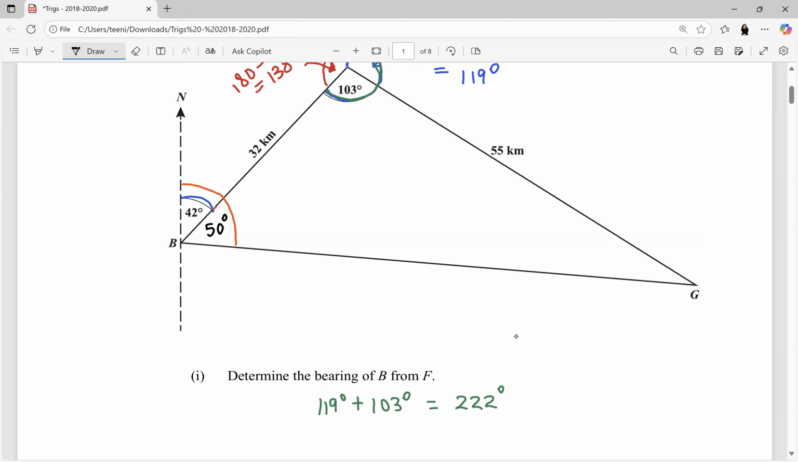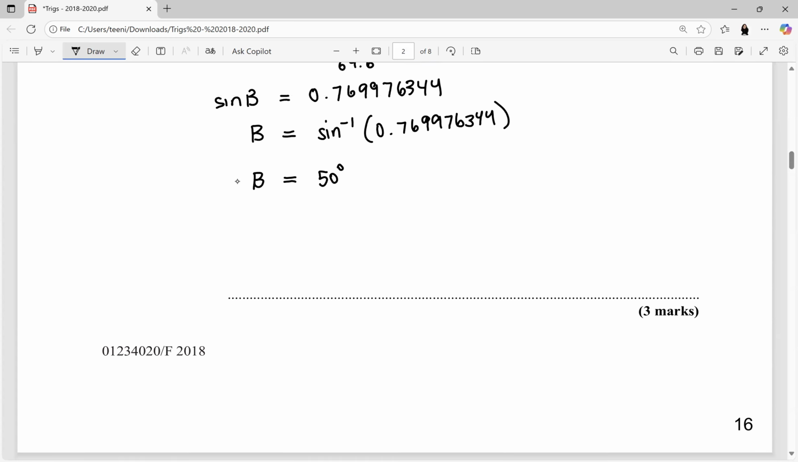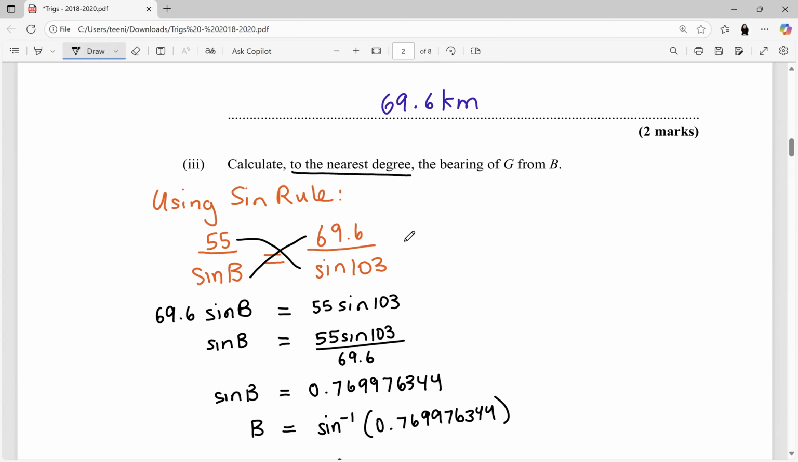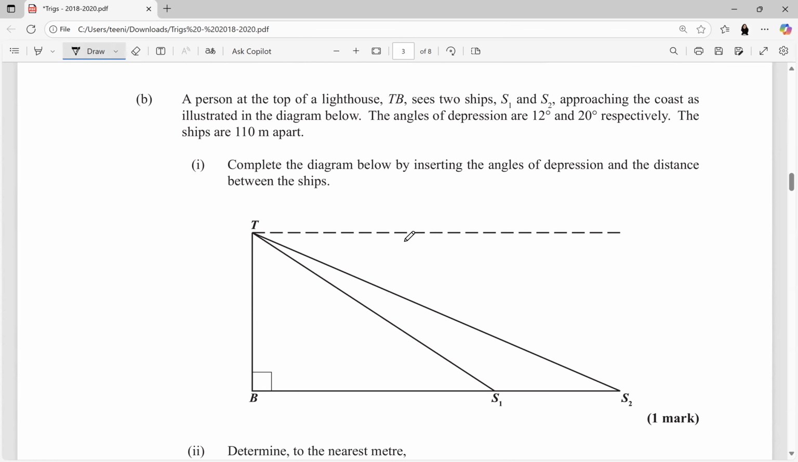So therefore, the full bearing of G from B is 50 plus 42. How much is that? 92. So the answer is 092 degrees because remember you have to write bearing with 3 digits. Okay, let's look at question B.